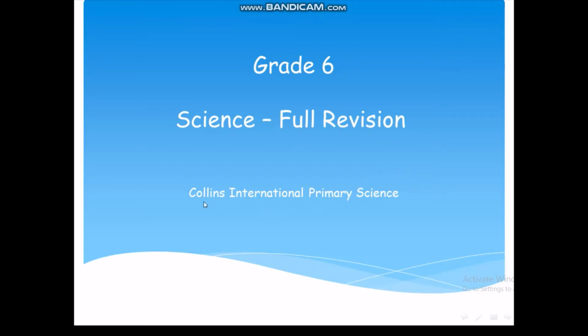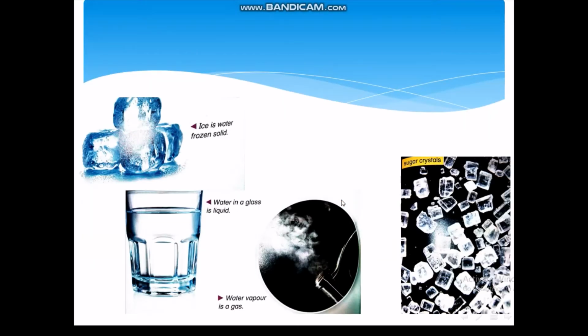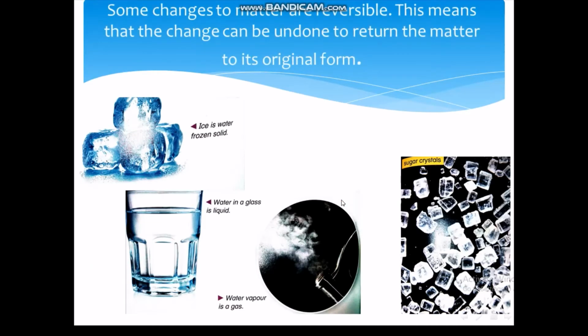In this video, we're going to use your Collins International Primary Science book, and we're going to start with topic 3, material changes. First thing we will do is defining matter. Matter is the scientific name for what things are made of, and it's found in different states. Take water here as an example. This is the solid state, this is the liquid state, and this is the gaseous state.